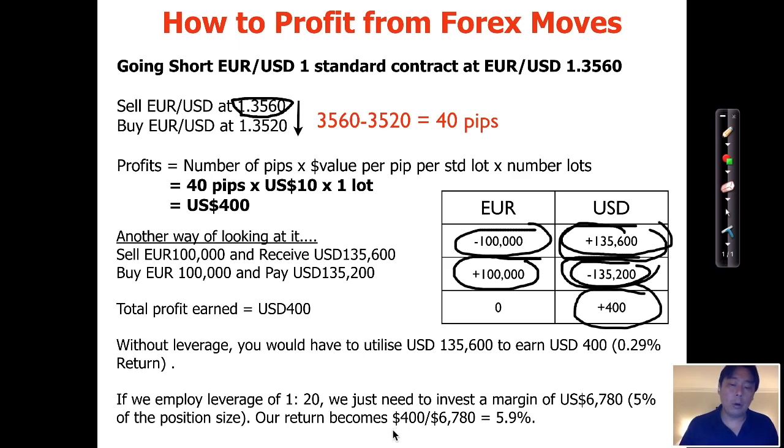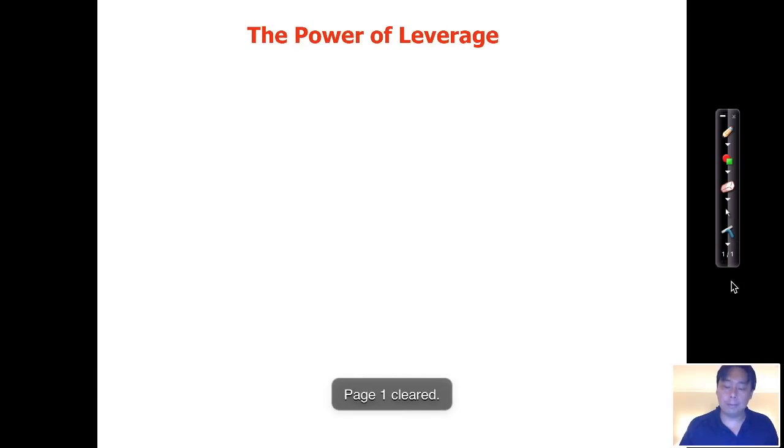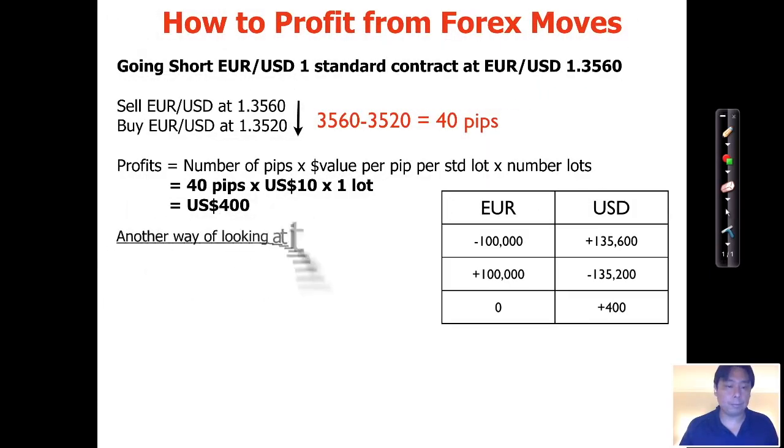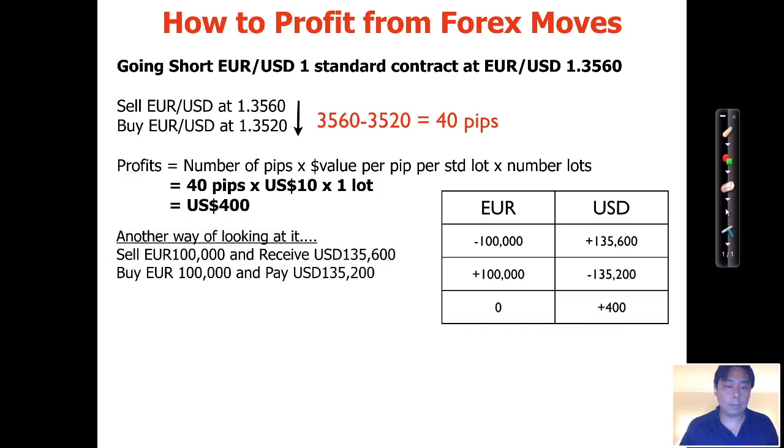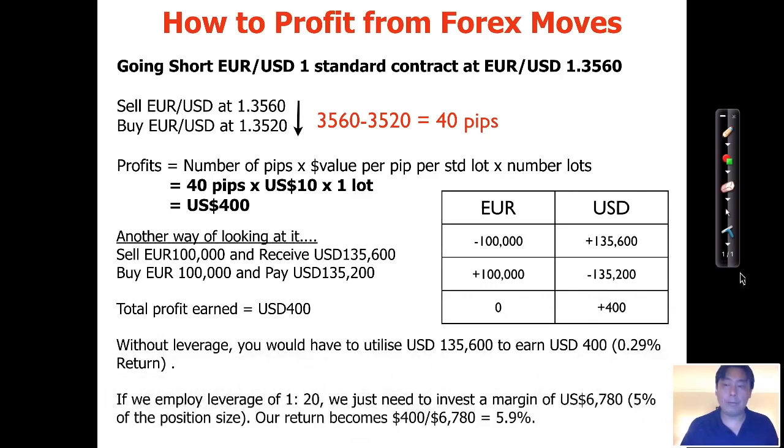So $400 over, let's go back to that. $400 over 6 grand is 5.9% return for one trade that takes 1 to 2 hours. Pretty good return, right? So leverage is what allows us to get a really good return on our trades.